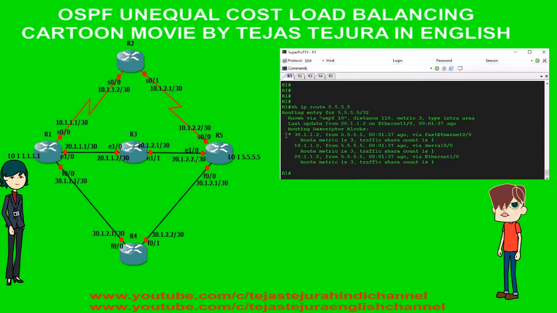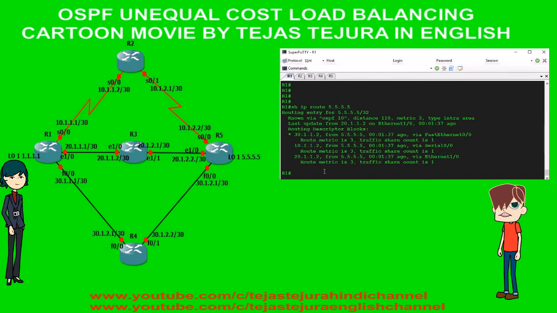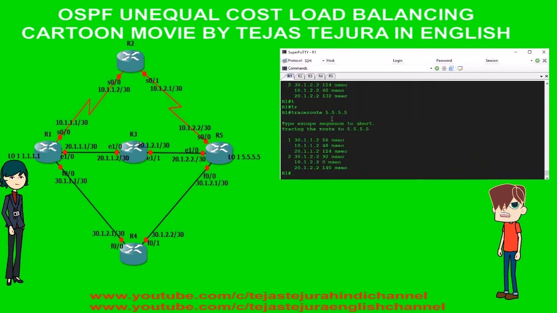You can see that now three paths are showing. It uses the round robin load balancing method. The first packet goes via the fast Ethernet link. The second packet goes via the Ethernet link. And the third packet goes via the serial link. You can see the ping response.